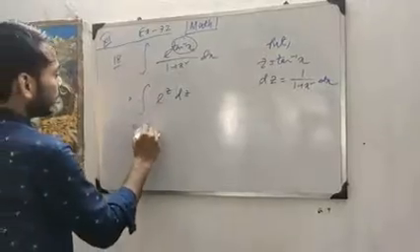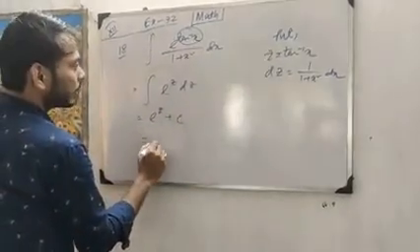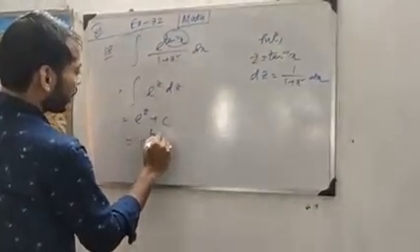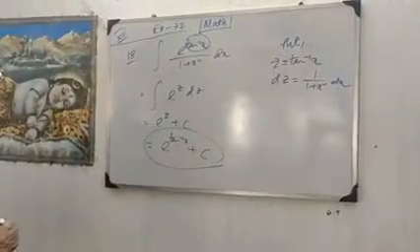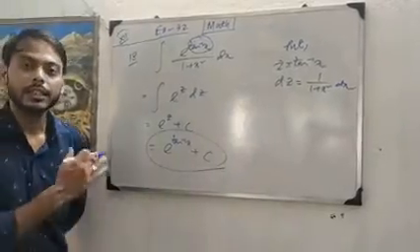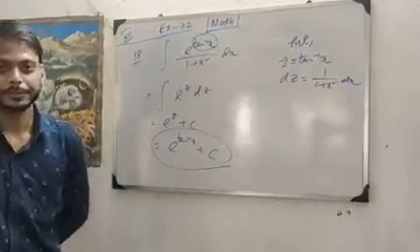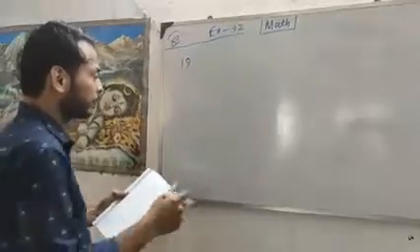So after doing the integration, it will be e to the power z plus c. That means e to the power tan inverse x plus c. After putting the value of z, we got e to the power tan inverse x plus c. This is question number 18. Coming to question number 19.